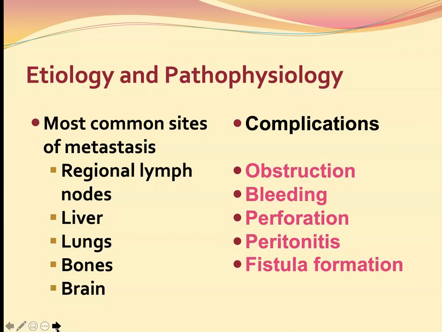So whenever colon cancer metastasizes, these are the common sites: the lymph nodes, the liver, lungs, bones, and the brain. The complications, like we talked about, include obstruction, bleeding, perforation, peritonitis, and fistula formation.